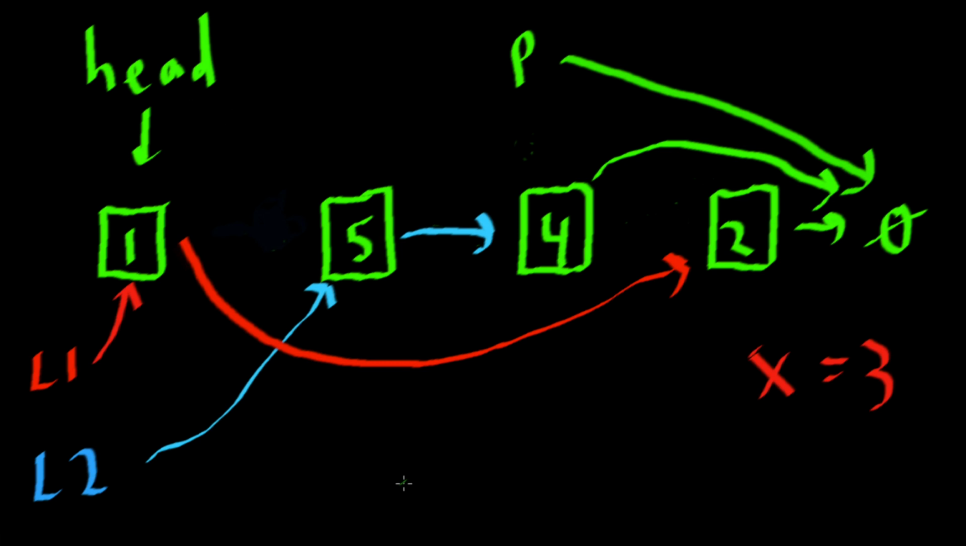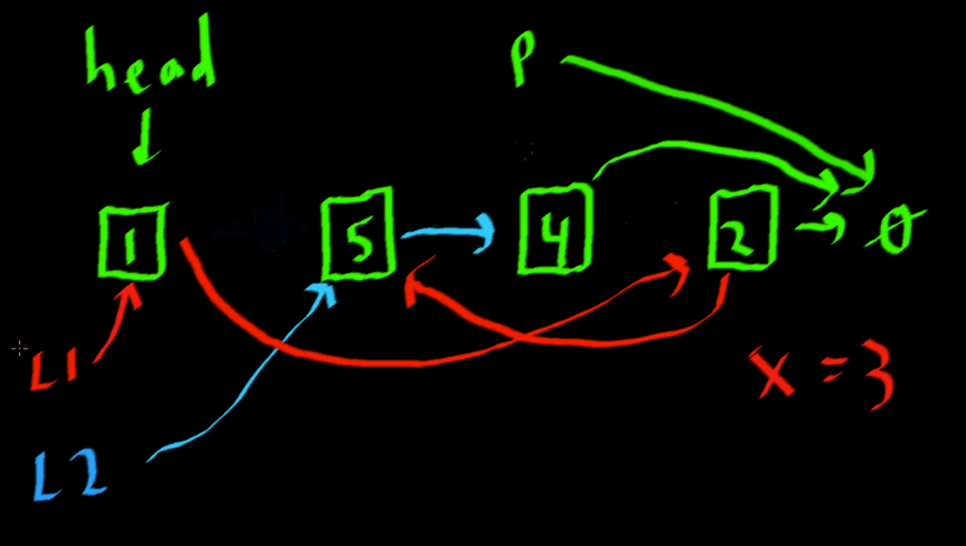Okay, so at this point, all we need to do is merge the lists. So we want to set the end of L1 equal to the head of L2. So what we want to do is change this pointer of 2 to point to 5.